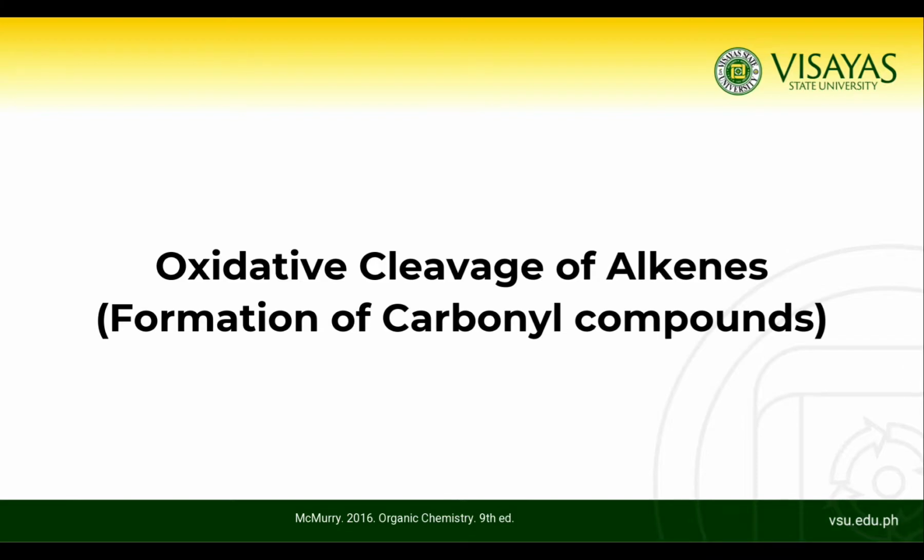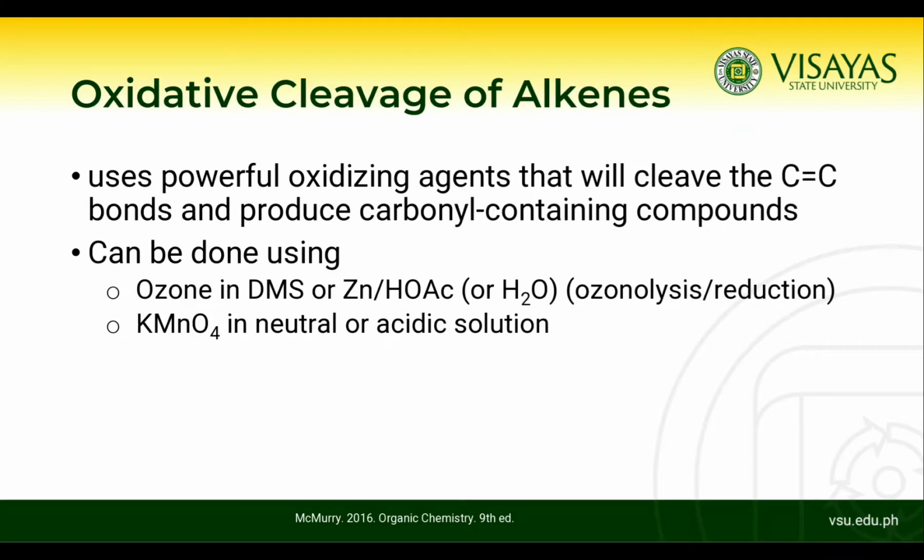Okay, next reaction we have oxidative cleavage of alkenes. So in this case, we form carbonyl-containing compounds. No? So we use powerful oxidizing agents that would cleave our carbon-carbon double bond and produce carbonyl compounds. So this can be done using either ozone in DMS or zinc in acetic acid or water. So instead of acetic acid, we have zinc in water. This is an ozonolysis reduction reaction. Okay, this can also be done using potassium permanganate in neutral or acidic solution.